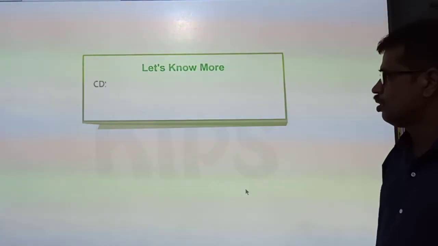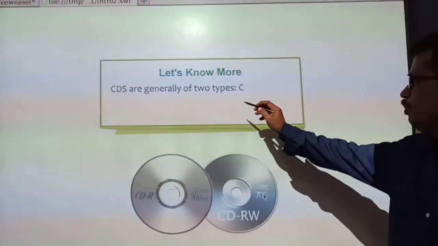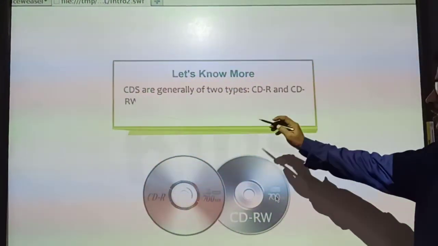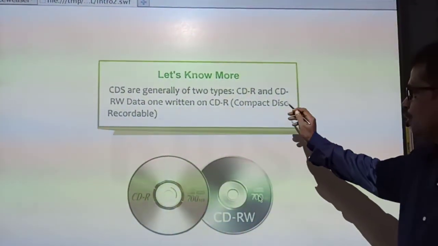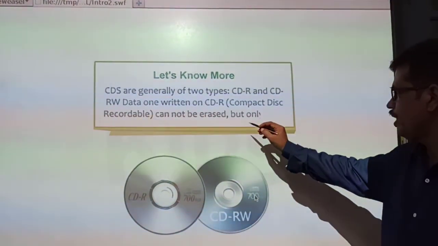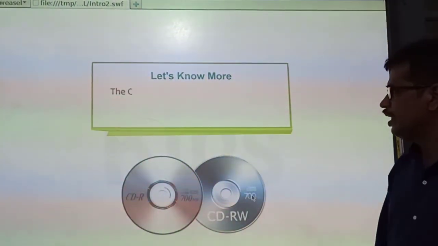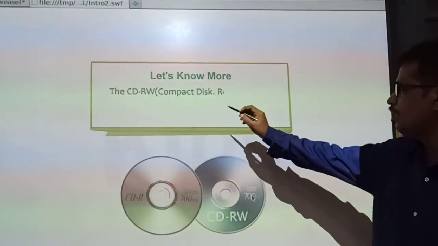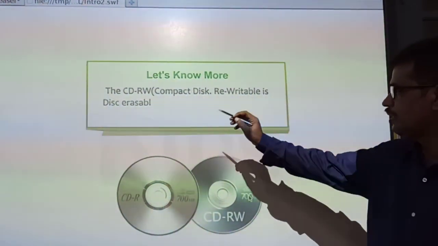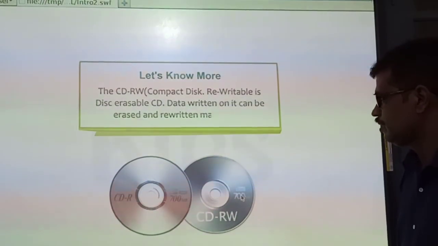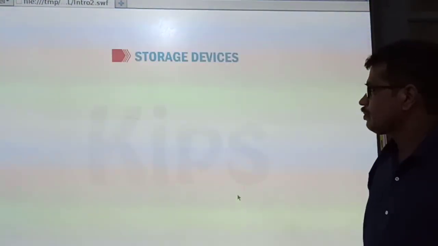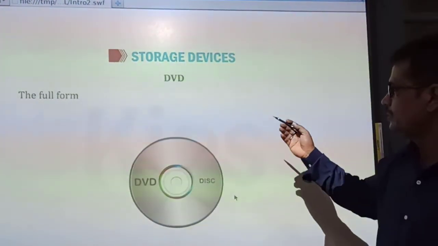Now let's know more. CDs are generally of two types, CD-R and CD-RW. Data once written on CD-R, compact disk recordable, cannot be erased but only read, right? The CD-RW, compact disk rewritable, is the disk where you can erase the data and write many times. Now other storage devices like DVD.